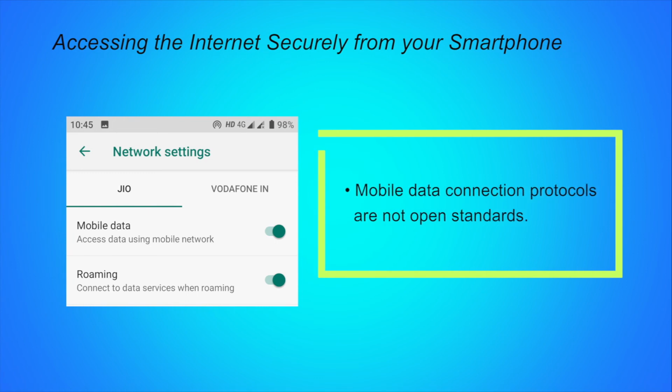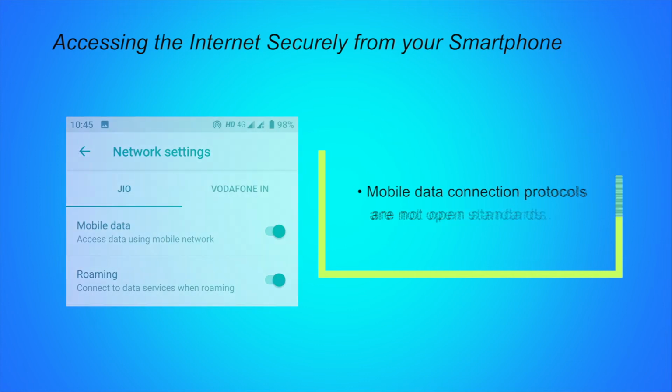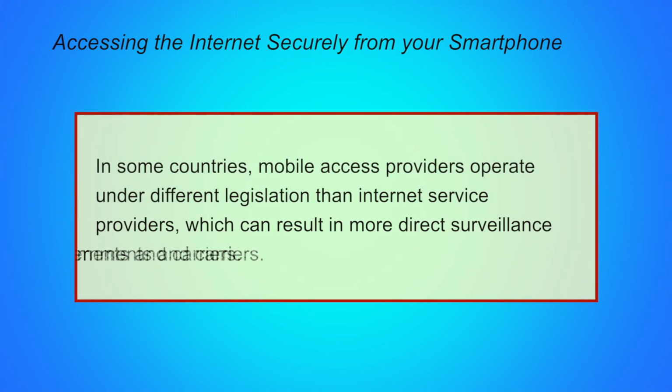Unfortunately, mobile data connection protocols like Edge or UMTS are not open standards. Independent developers and security engineers cannot examine these protocols to see how they are being implemented by mobile data carriers. In some countries, mobile access providers operate under different legislation than internet service providers, which can result in more direct surveillance by governments and carriers.